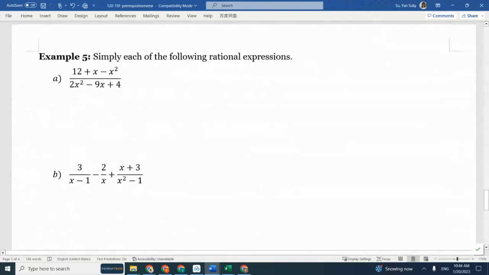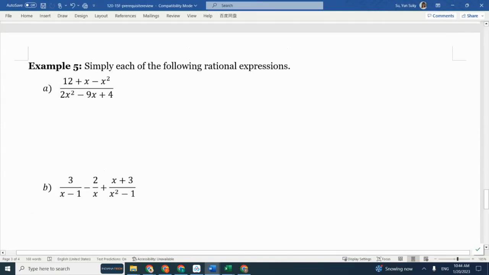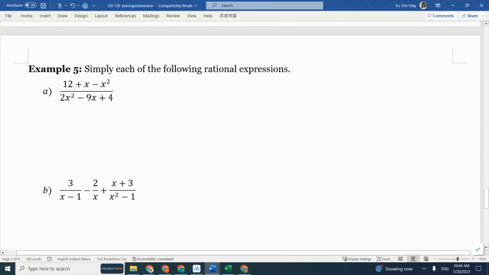Bless you. Okay. Do you still remember factoring? Trinomials. Okay. Let's practice. Simplify each of the following rational expressions.